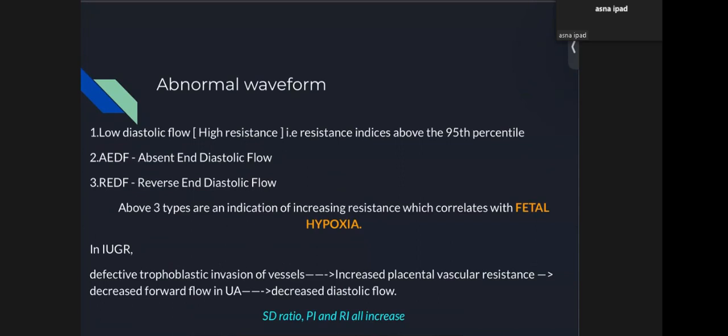An abnormal waveform constitutes a low diastolic flow, meaning high resistance, above the 95th percentile, absent end diastolic flow, or reversed end diastolic flow. The above three are indications of increasing resistance, which correlates with fetal hypoxia. In IUGR, defective trophoblastic invasion of vessels leads to increased placental resistance, which leads to decreased flow in the umbilical artery, decreased diastolic flow. So S by D, PI, and RI, all the indices increase.